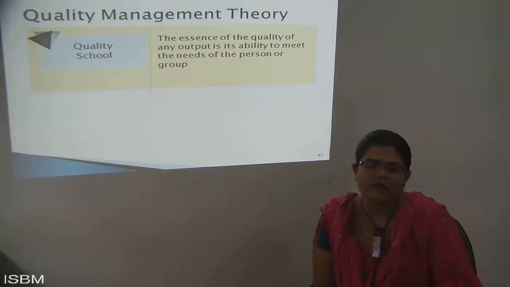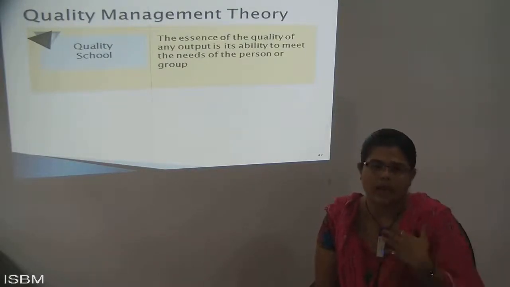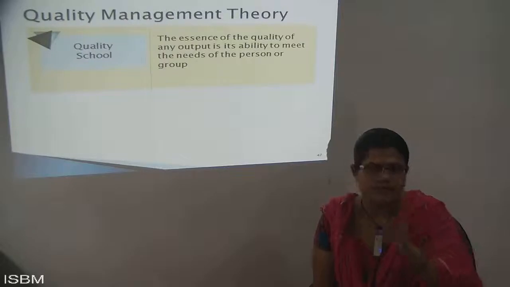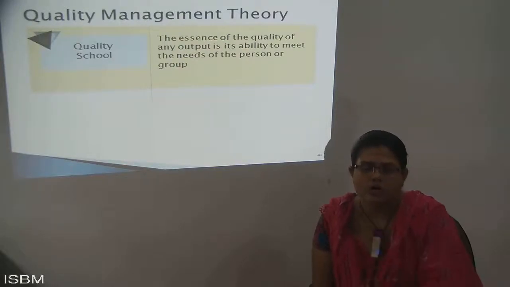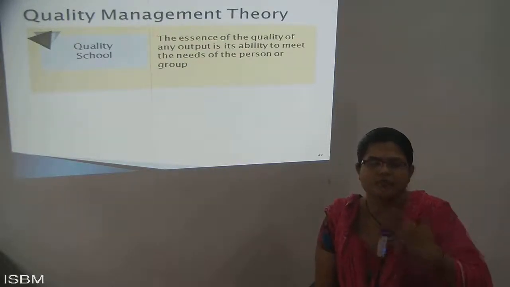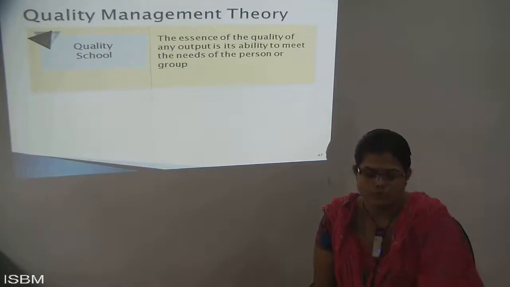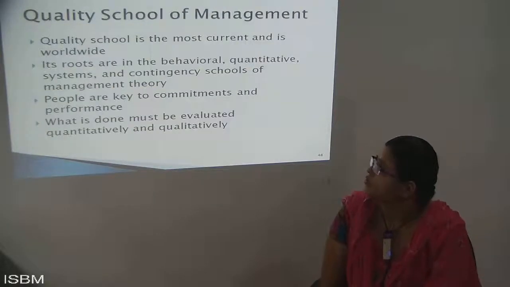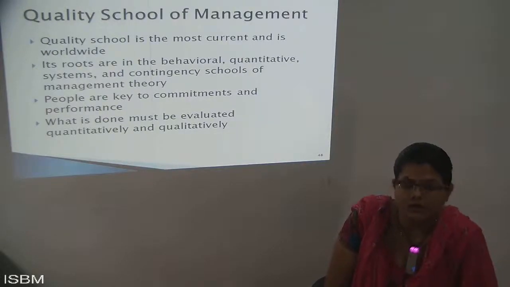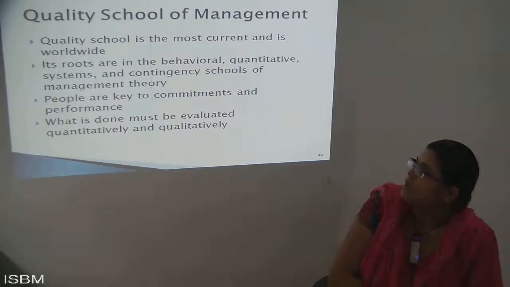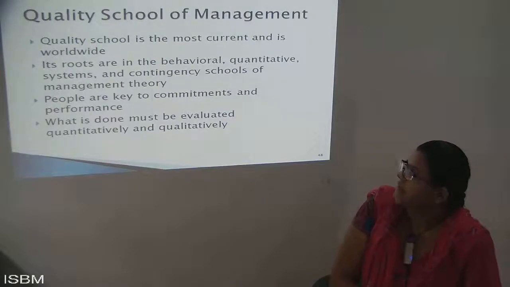It is the second part: you are giving me the quality, I am not giving you the quality. You raise that quality and give me the output, and after a certain period I give you the input. This type of theory is also given by the author. In this also it has been given the types in depth. What are the features given here? The quality school is the most current and worldwide.